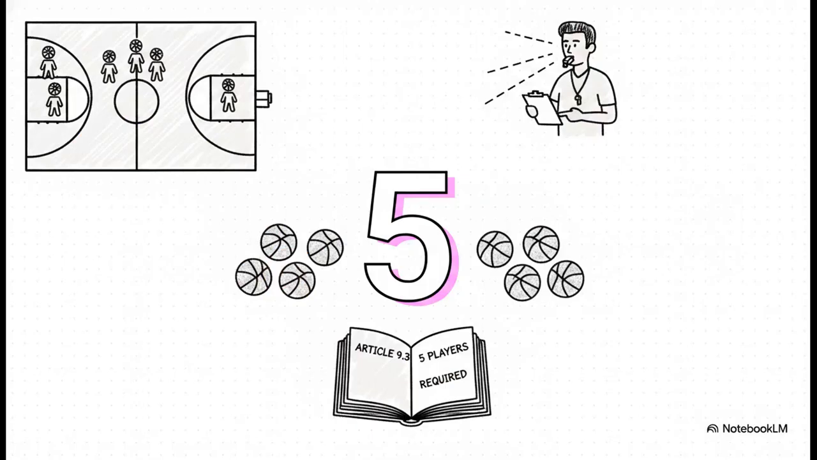But wait, before that toss even happens, the crew chief is scanning the court to verify this specific number, 5. Under Article 9.3, a game absolutely cannot start if one or both teams do not have exactly 5 players on the court ready to play. You can't play man down to start a game, no matter what the excuse is. If a team doesn't have 5 ready players, the game does not start.